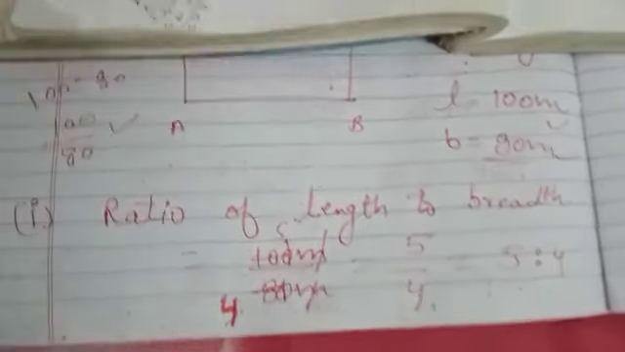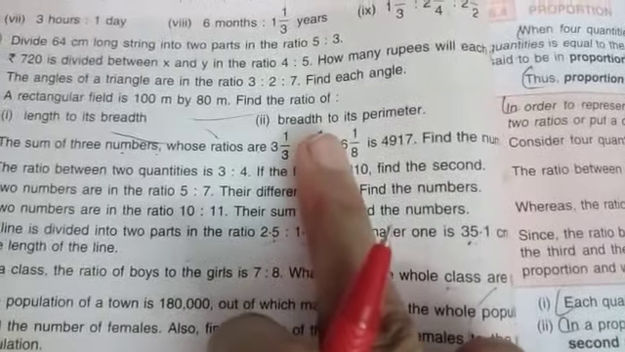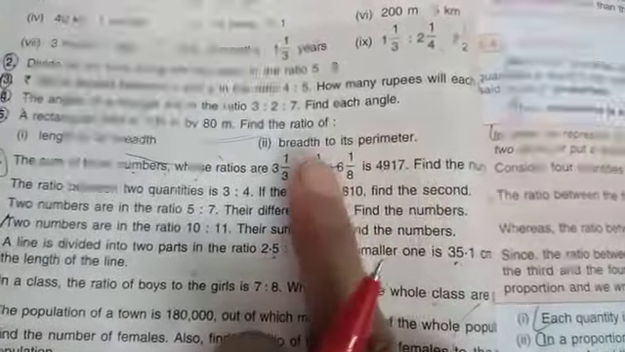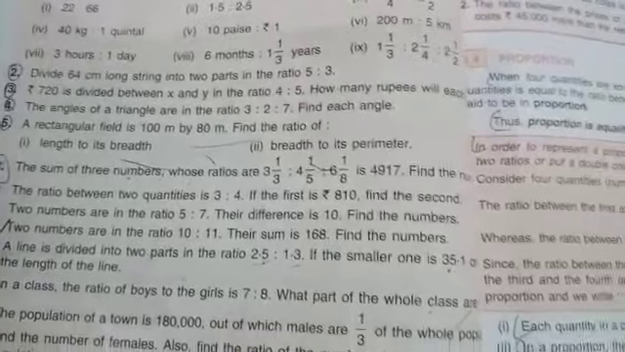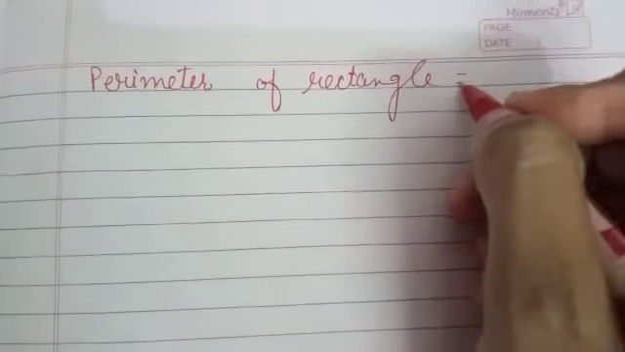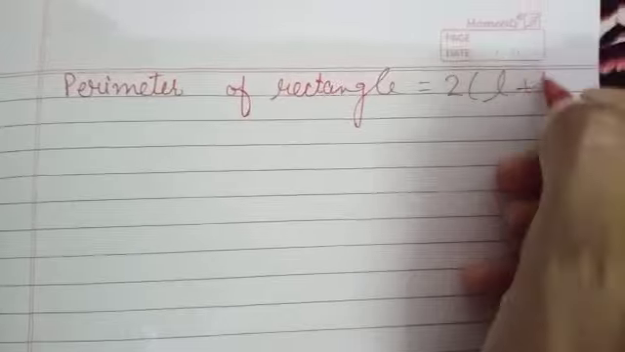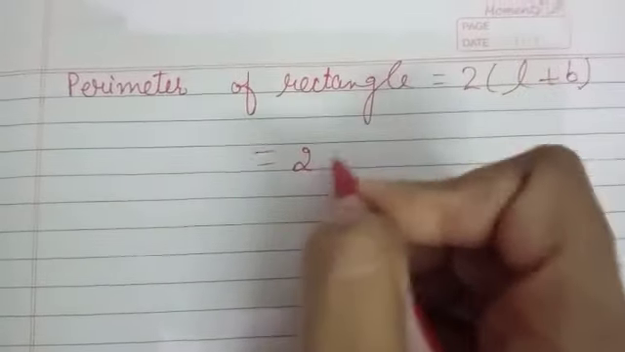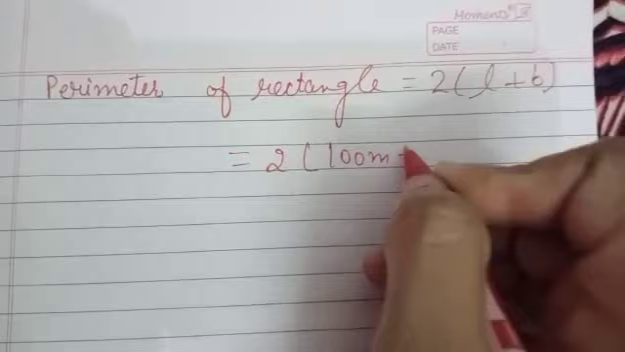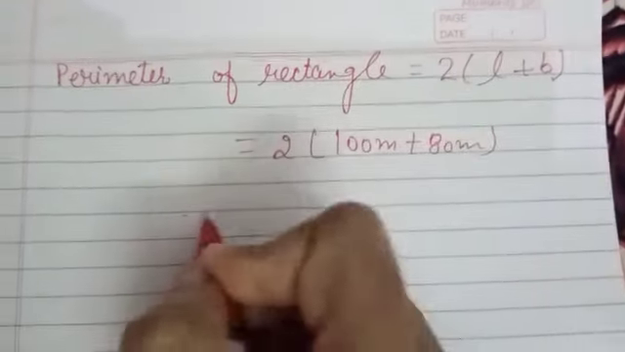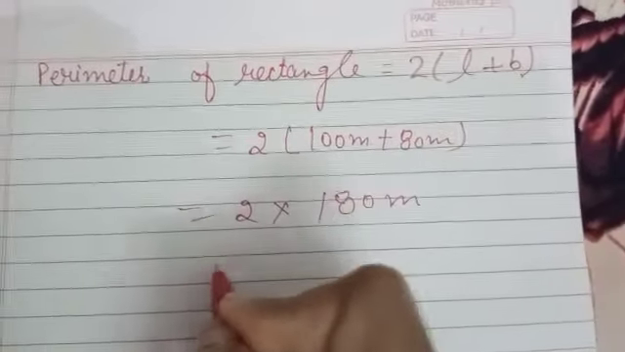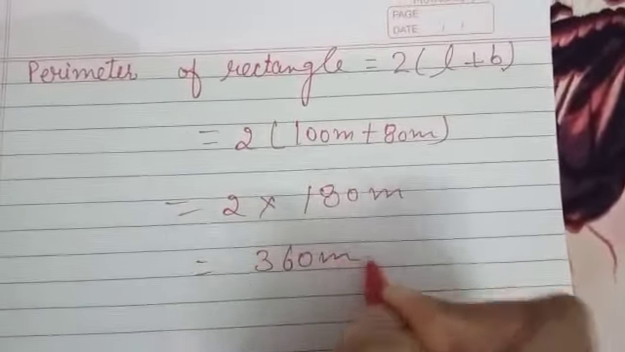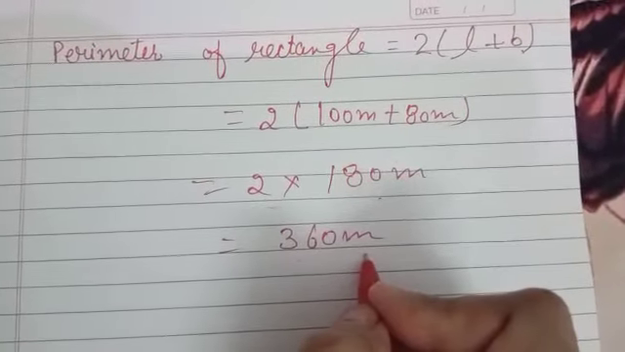Clear? So second part of this question is breadth to its perimeter. We have to find ratio breadth की perimeter के साथ ratio find करनी है. Perimeter we don't have, it's not given. So what to do? We will find the perimeter of the rectangle. Perimeter of a rectangle is 2 into length plus breadth. Start putting the values. 100 meter plus 80 meter, 2 into 180 meter. That will be 360 meter. Okay, after multiplying you will get 360 meter.